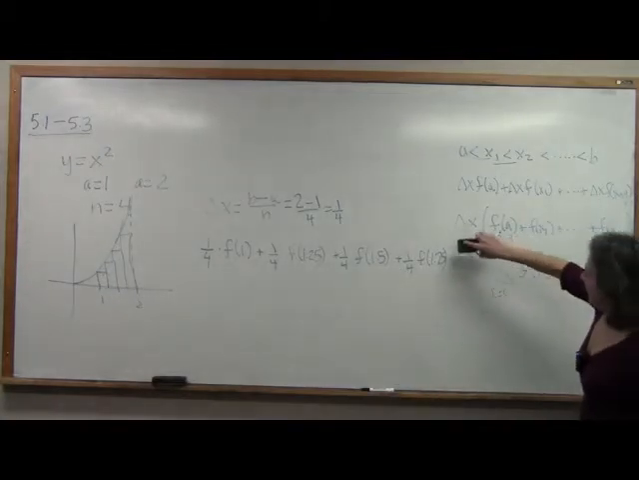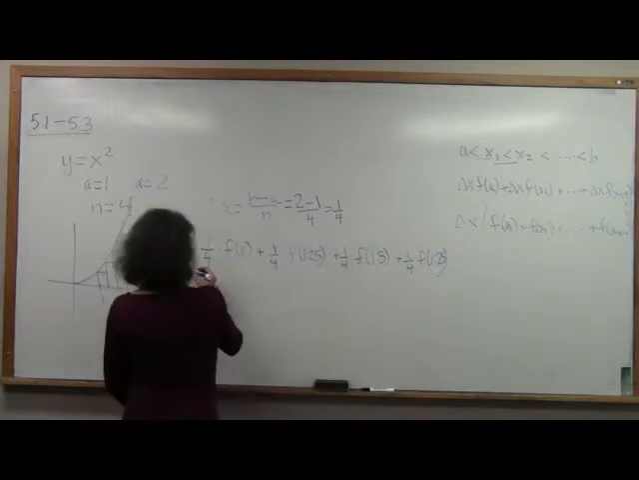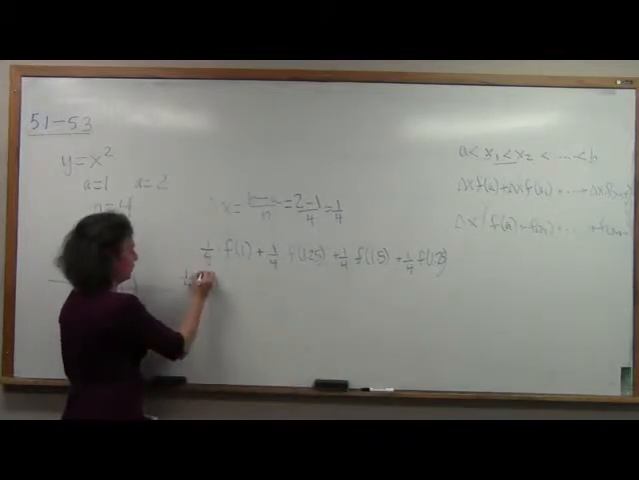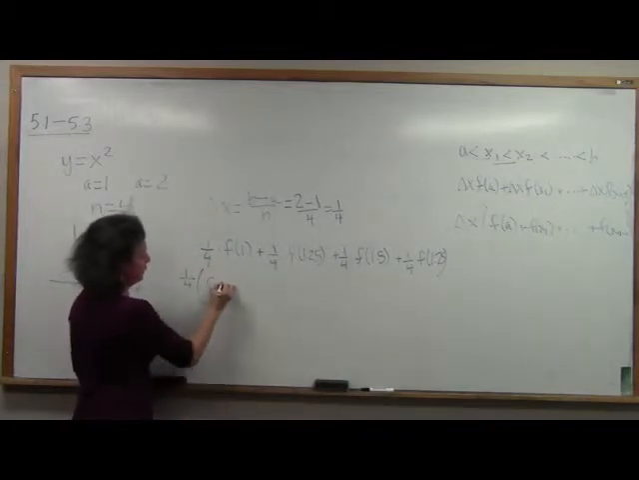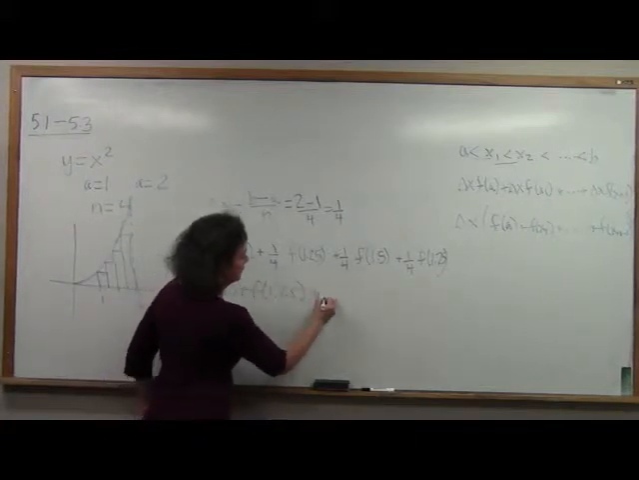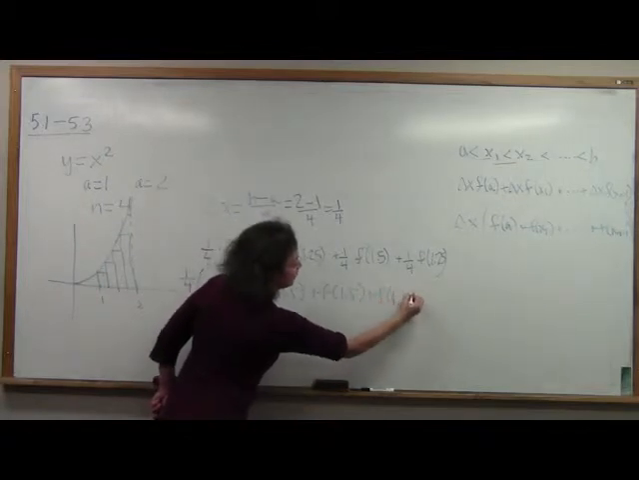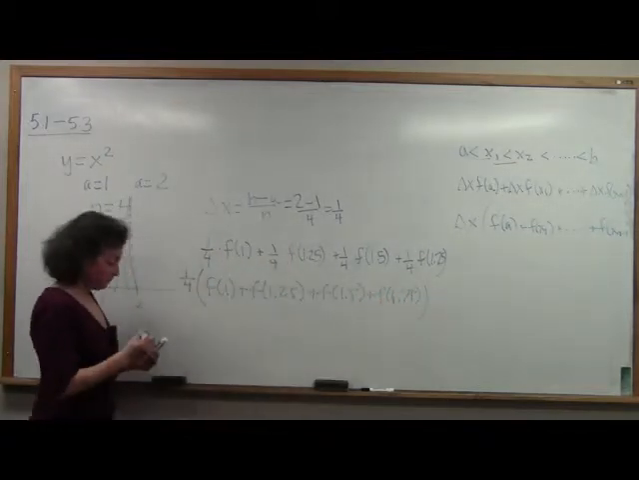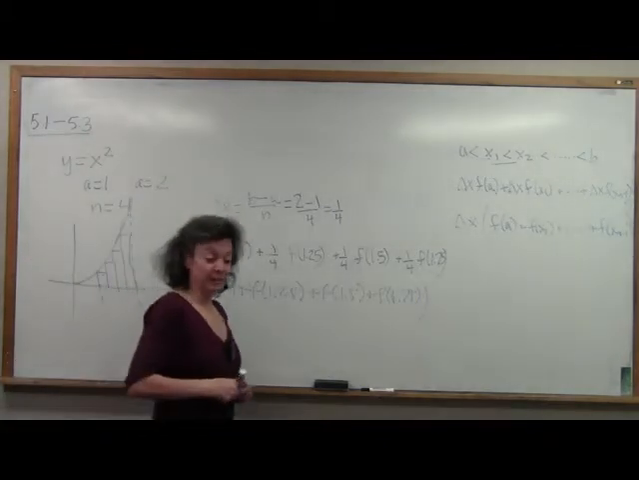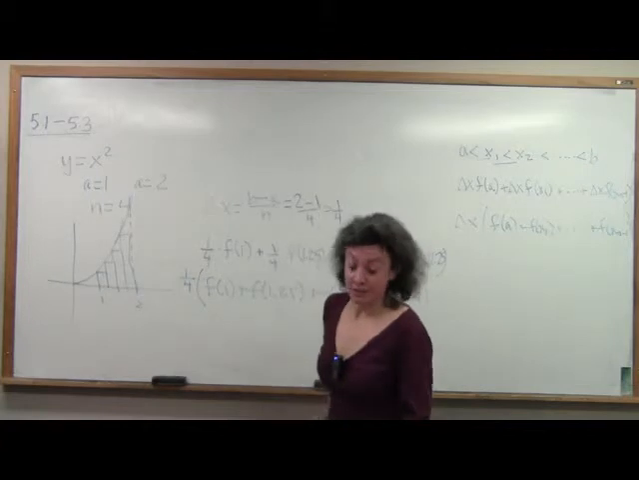And using what we had right over here, we can factor out the 1/4, and we're finding our function value at 1 plus our function value at 1.25, function value at 1.5, and our function value at 1.75. Okay? Can we find those function values? Absolutely.